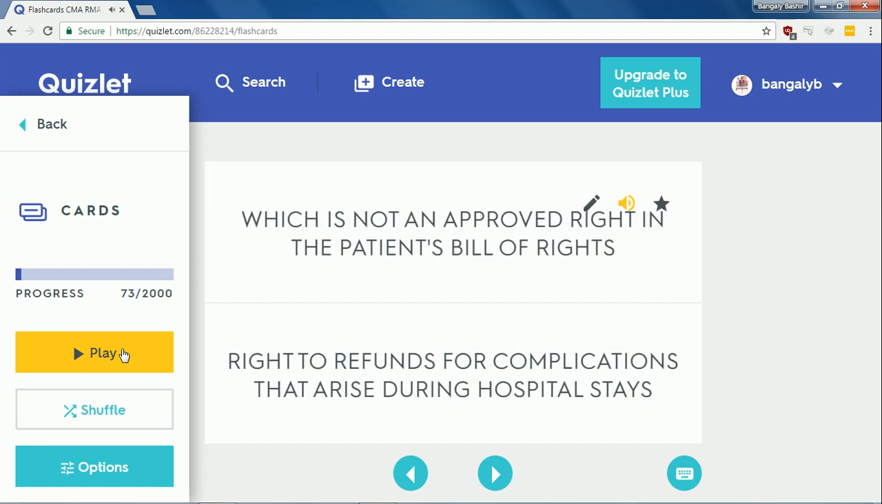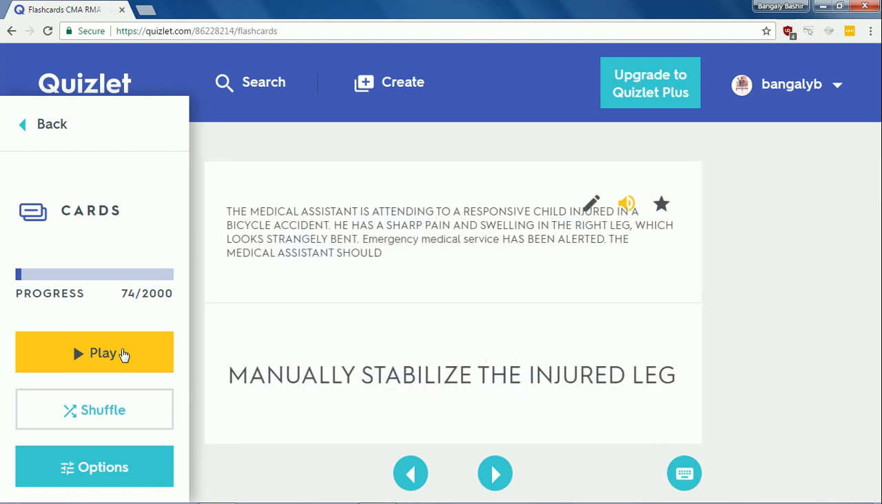Which is not an approved right in the patient's Bill of Rights? Right to refunds for complications that arise during hospital stays. The medical assistant is attending to a responsive child injured in a bicycle accident. He has a sharp pain and swelling in the right leg, which looks strangely bent. Emergency medical service has been alerted. The medical assistant should manually stabilize the injured leg.